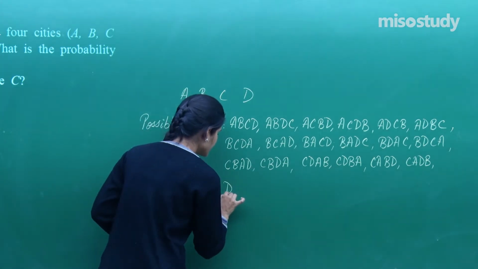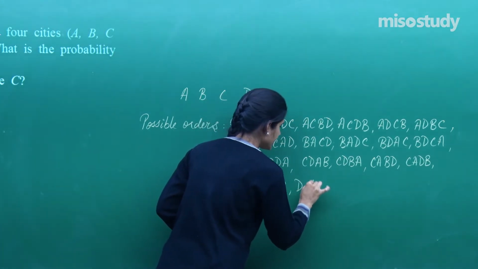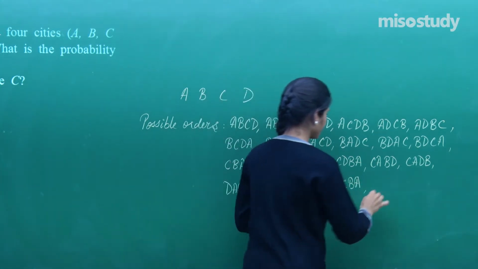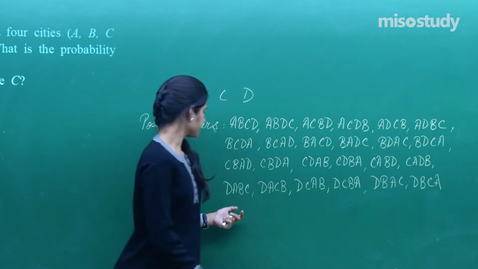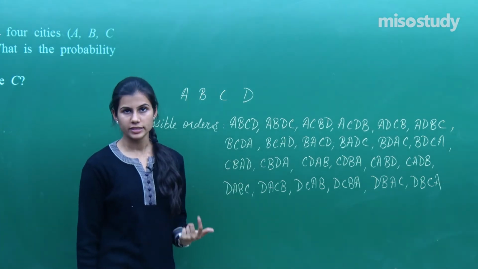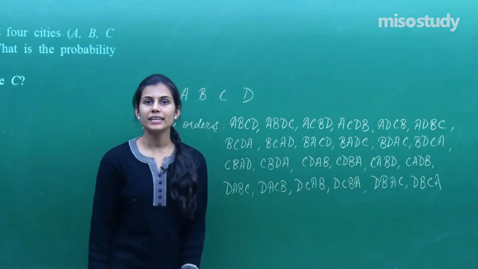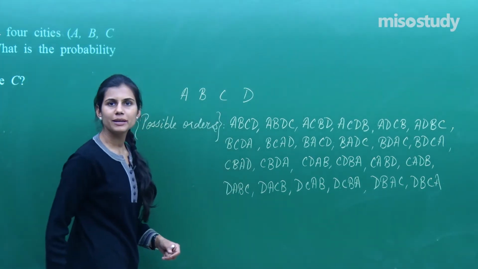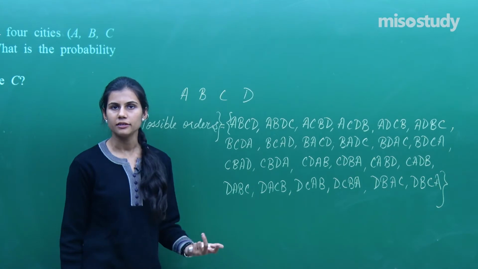More orders, first city D, then A, then B, then C; D, A, C, B; D, C, A, B; D, C, B, A; D, B, A, C; D, B, C, A. Fine. These are all the possible orders in which she can visit the 4 cities. That's it, it's exhausted. So if you count 6 plus 6 plus 6 plus 6, there are 24 possible orders. And this is my actual sample space, which is the set of all possible outcomes, the set of these 24 possible orders.